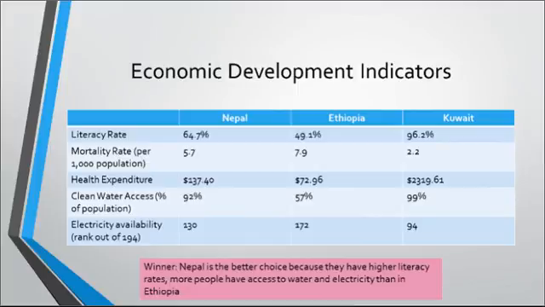Literacy rate is higher in Nepal than Ethiopia. This has a correlation to Nepal's lower poverty gap. With better educated citizens, they can live better lives.